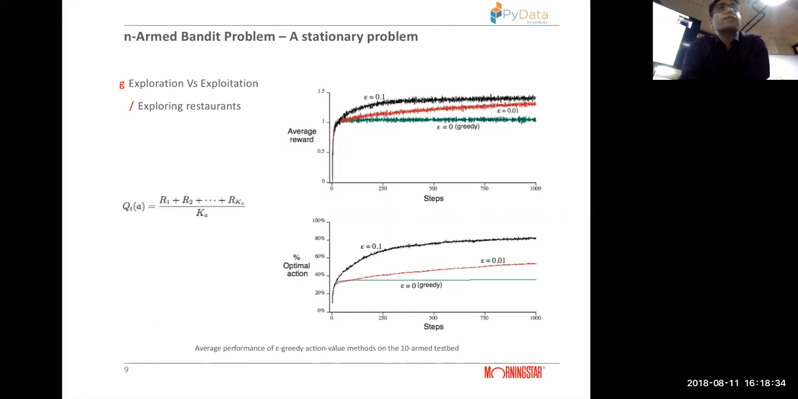If I put an exploration of, let's say, 0.01, it converts into, out of 100 actions, at least once I will try the new thing and see how it behaves, irrespective of how high rewards I'm getting. If I increase the exploration to 0.1, it means I'm going to try 10 out of 100 times. So I'm going to try more things.